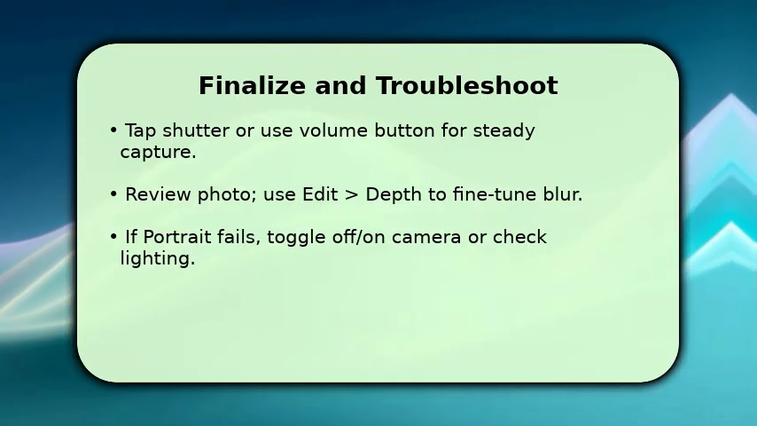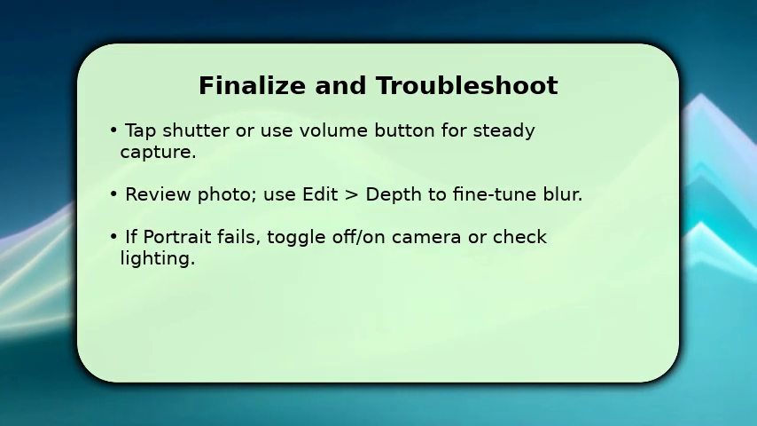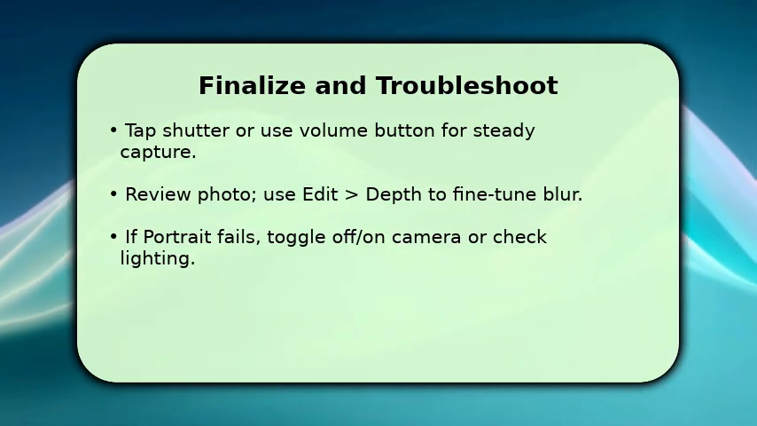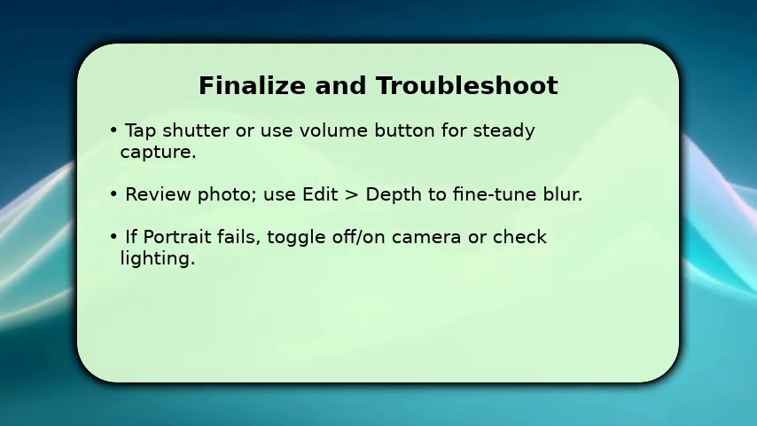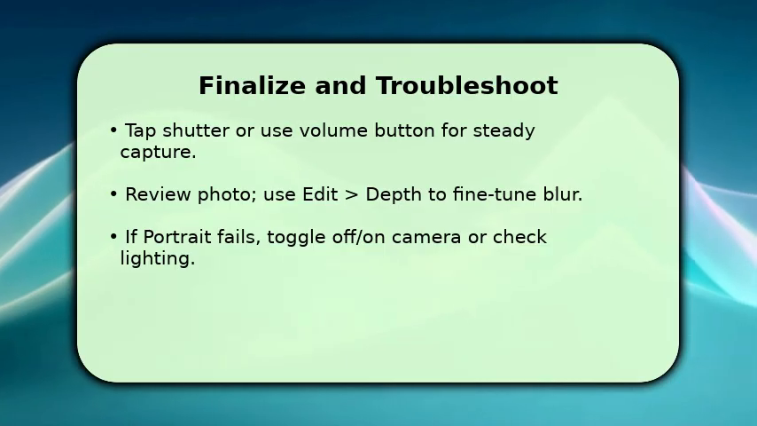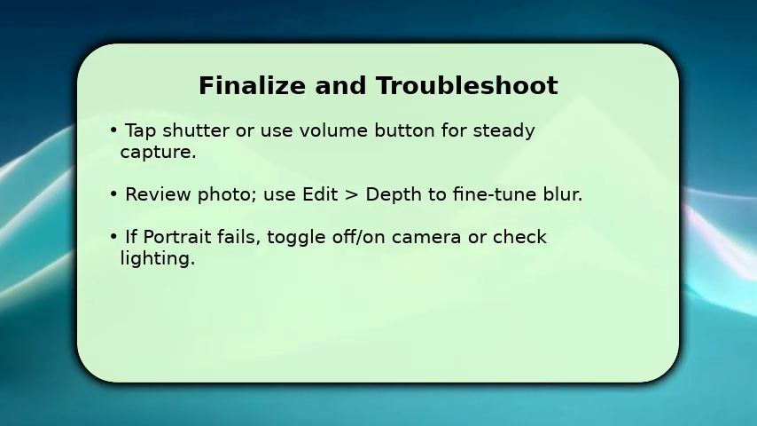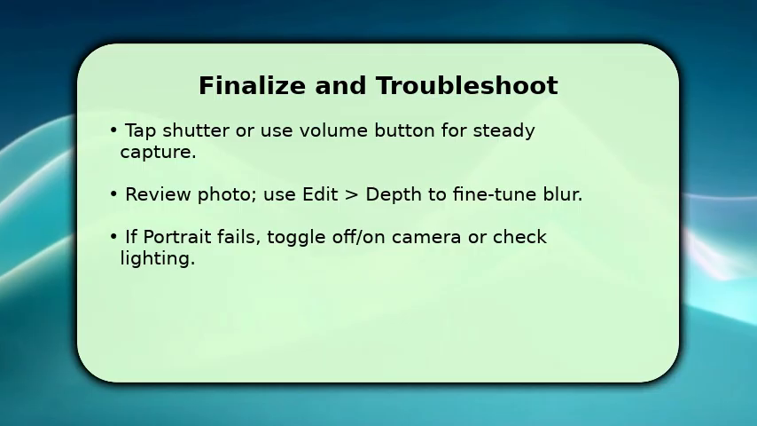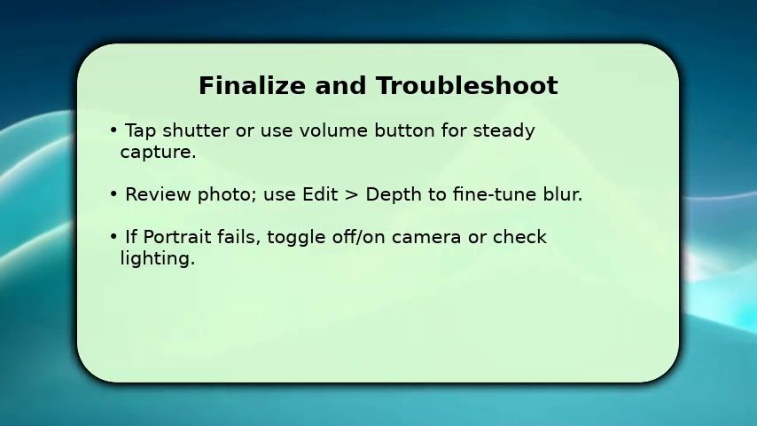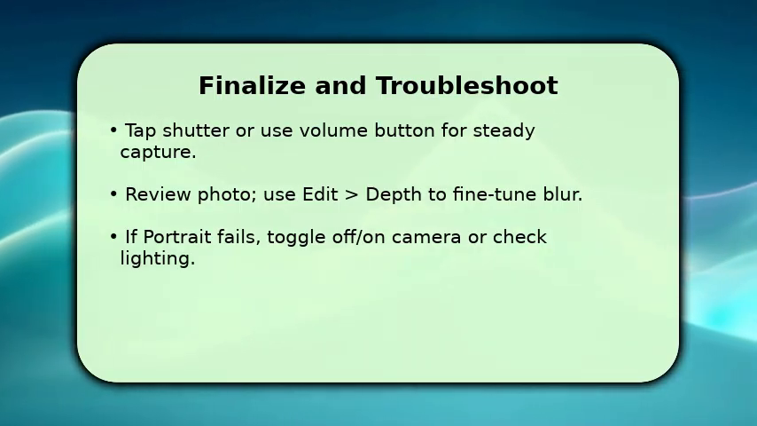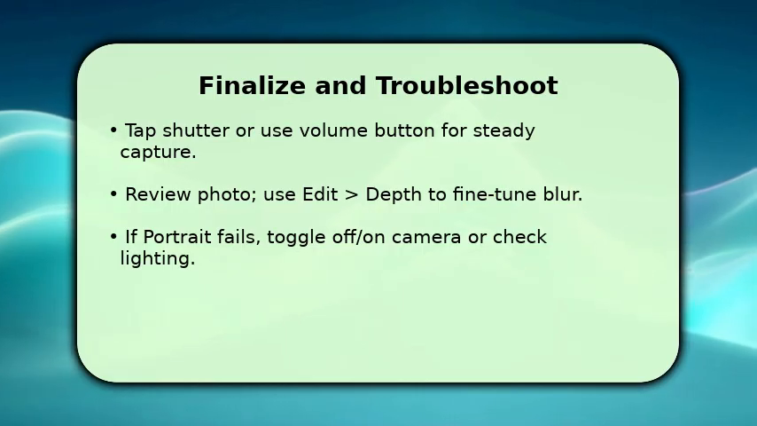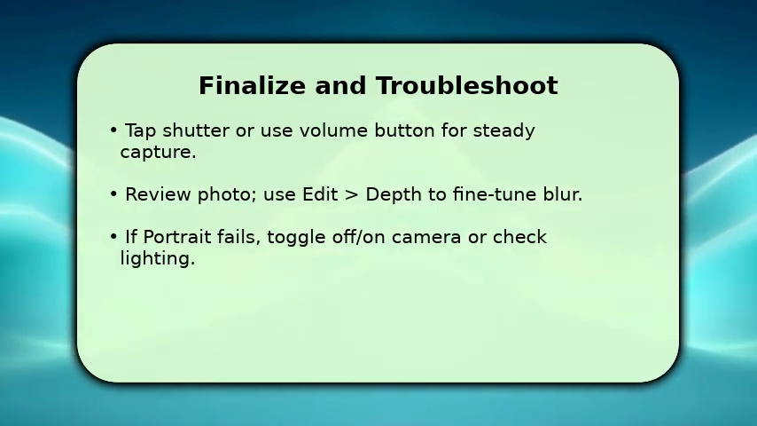After capture, tap Edit and adjust depth to increase or decrease background blur, and reframe if you used crop or zoom. If portrait mode won't activate, make sure lighting is adequate. Then close and reopen the camera app or toggle portrait off and back on. Restarting the phone or checking for iOS updates often fixes persistent depth sensing glitches. One quick reset usually clears the issue.